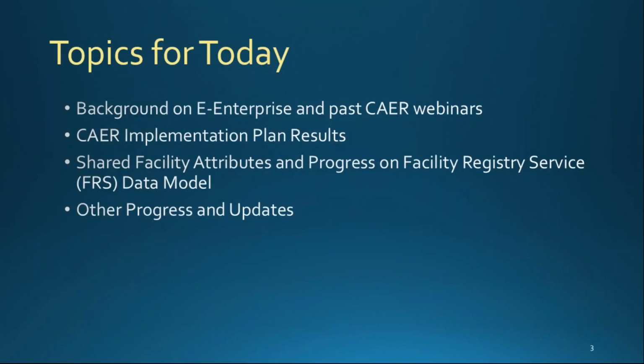Great, thank you, and thank you everyone for joining us today. I wanted to kick us off giving you a little bit of an idea of the topics that we're going to cover, specifically the background on the enterprise and the past webinars that we've had. So we're going to try to bring you up to speed with the progress that's been made. Specifically along those same lines, we'll deal with the implementation plan results, and we'll share some of what has come from that process. And then we'll move into the shared facility attributes and the progress on the FRS, the Facility Registry Service Data Model, and talk about some of both the progress that's been made and some of the challenges and what we're doing to try to address that. And then finally, other progress and updates. So fairly straightforward from that standpoint. Those are the topics that we're going to be getting to in a moment.